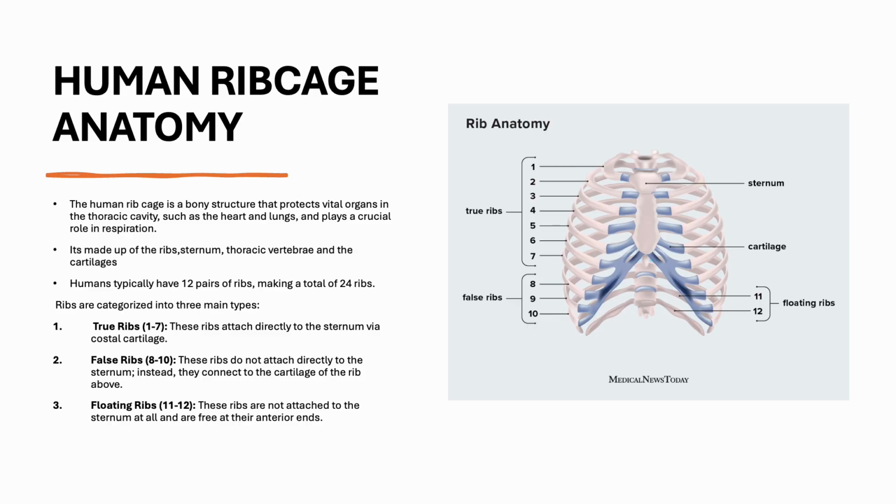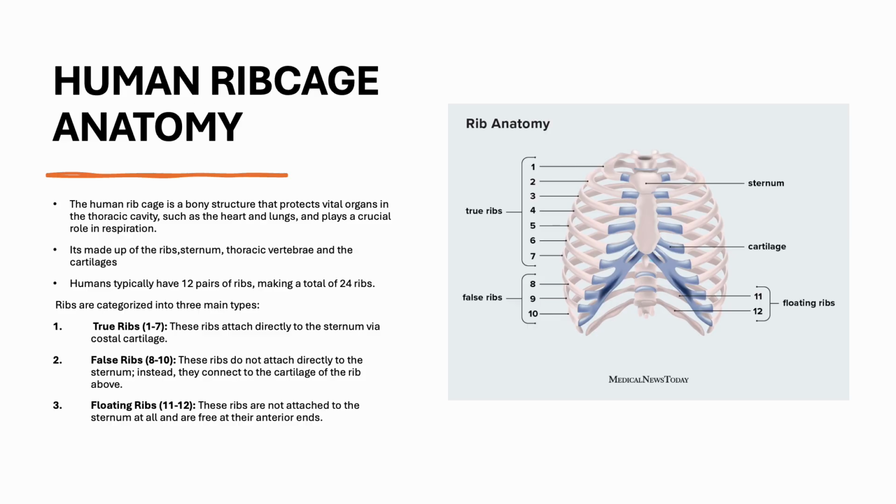Ribs are categorized into three main types. So true ribs are 1 to 7, and the true ribs attach directly to the sternum via the costal cartilage. Then you have false ribs, that is 8 to 10. These ribs do not attach directly to the sternum. Instead, they connect to the cartilage of the rib above. Then you have floating ribs, 11 to 12.